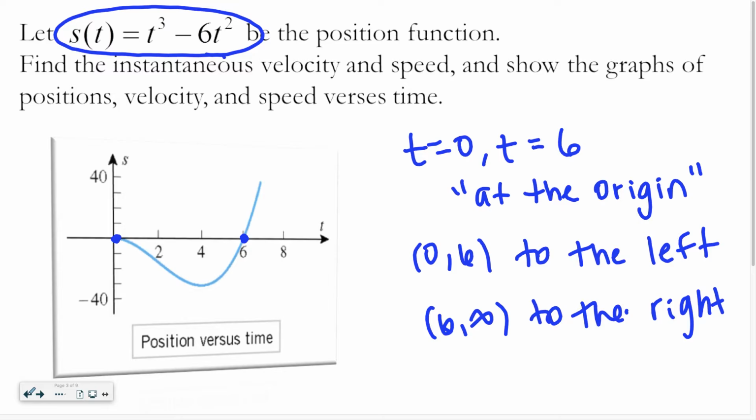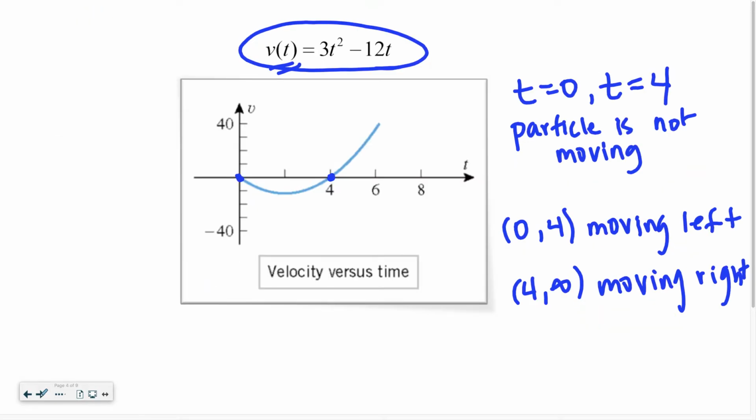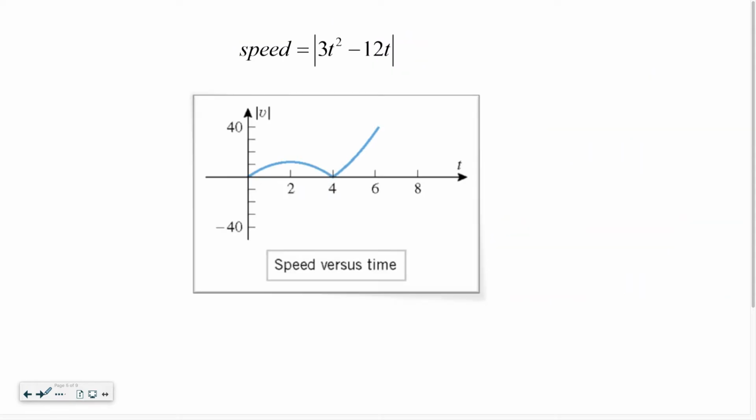So all that stuff we did with analyzing graphs, that's all going to come into play here. If we wanted to talk about speed, don't feel like you need to draw this, but if we're going to talk about speed, we throw an absolute value on our velocity, which means any negative velocity becomes positive. And we'll talk about the concept of speeding up and slowing down here shortly.